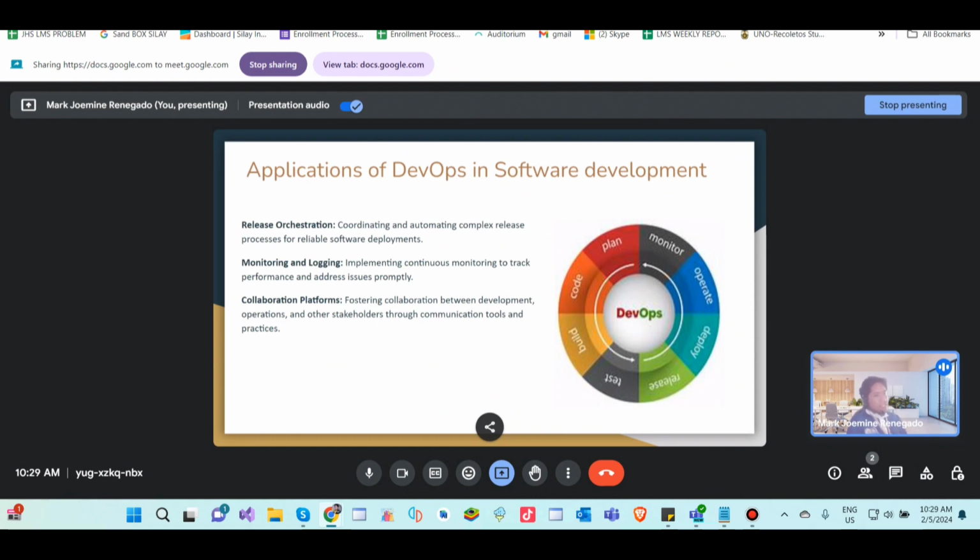When you say stakeholders, they are the people responsible for or who have an impact on a certain system, just like our clients, the development team, and also the operations team. By using the collaboration platform, they can communicate with each other using the communication tools and best practices used in DevOps, right?